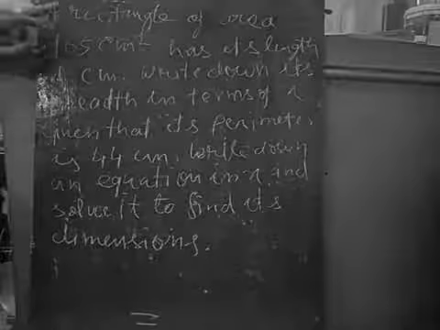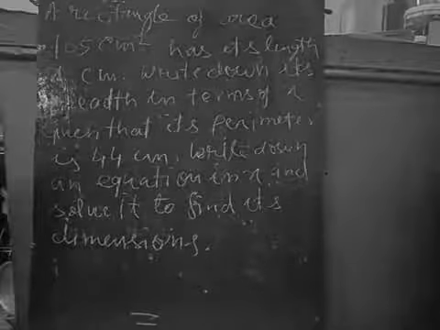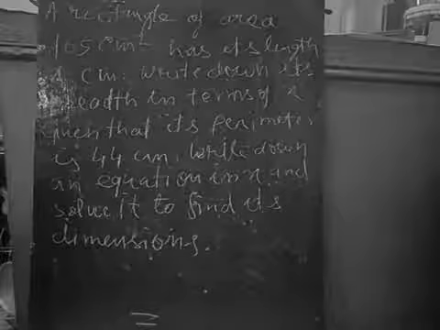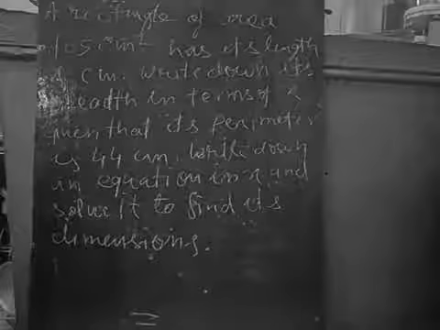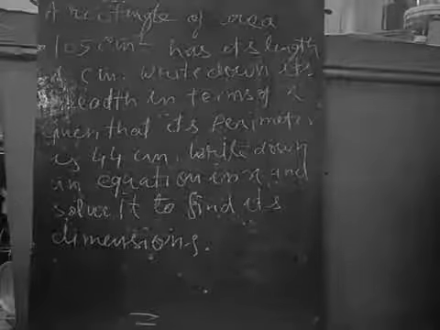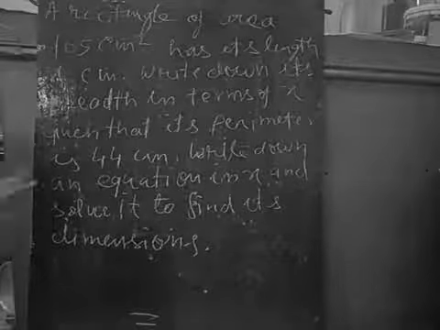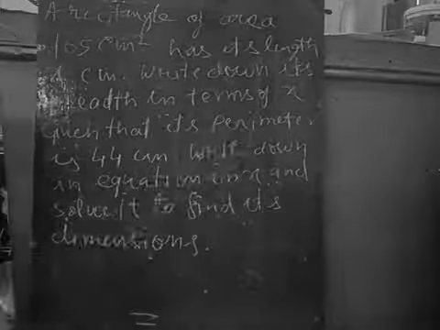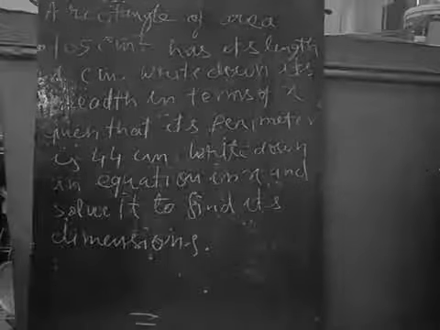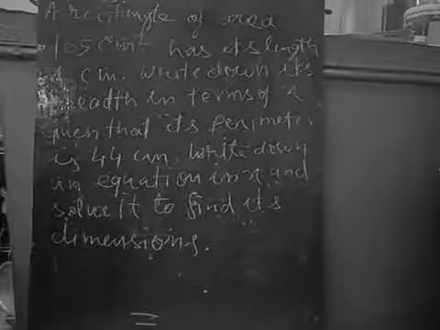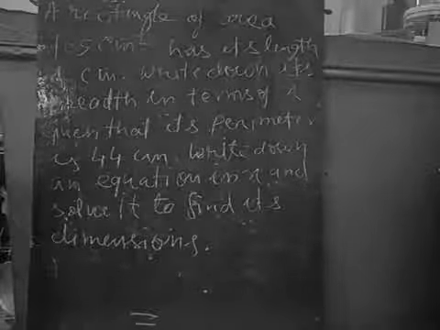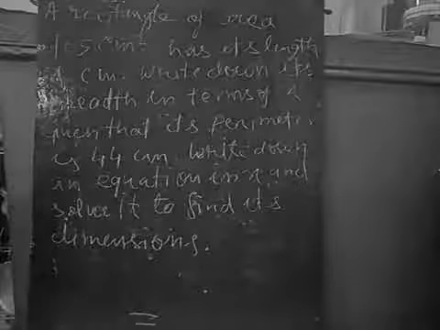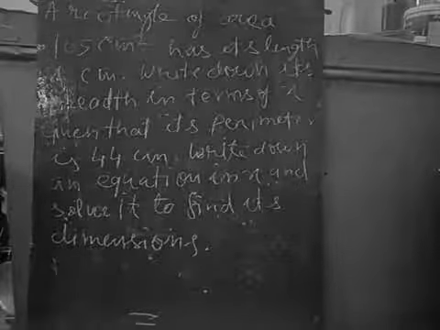A rectangle of area 105 cm² has its length x cm. Write down its breadth in terms of x. Given that its perimeter is 44 cm, write down an equation in x and solve it to find its dimensions. Dimensions means length and breadth we have to find. So let's see how we solve.